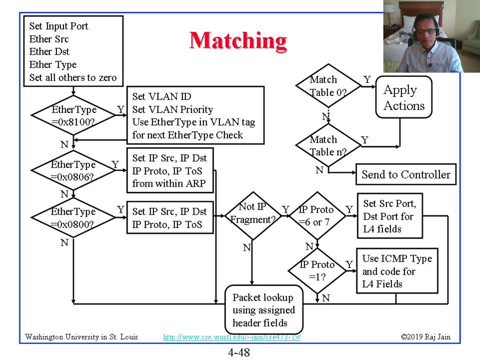You see from here, if it is VLAN, then we just do something and then go back into the flow. If it is IP, then we come back here and we look up in the table, and depending upon that, we take the action. On the other hand, if it is not a fragment, then we see whether it is protocol type 6 or 7, which means that this is TCP or UDP. Then we look at the L4 ports. If it is protocol type 1, then it is ICMP, and so on and so forth.